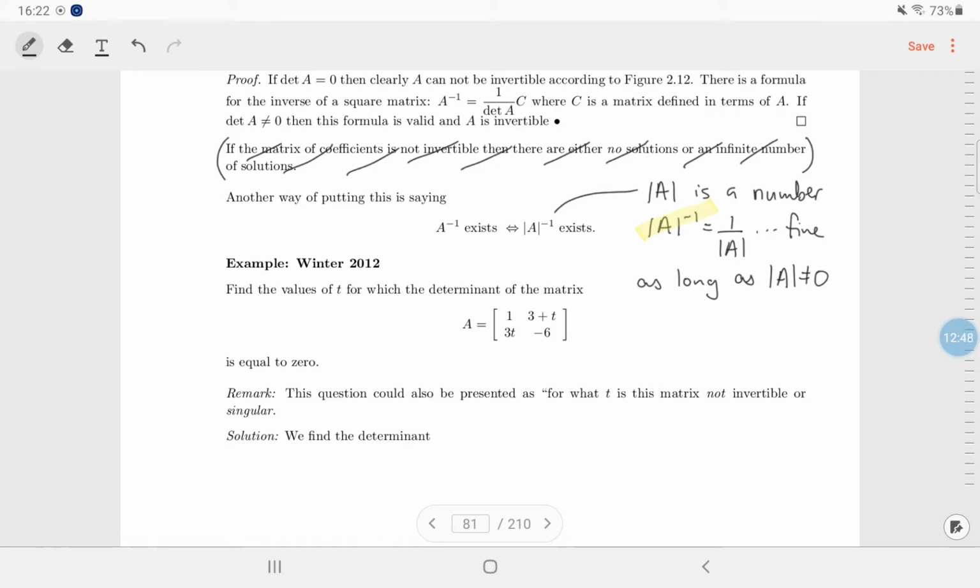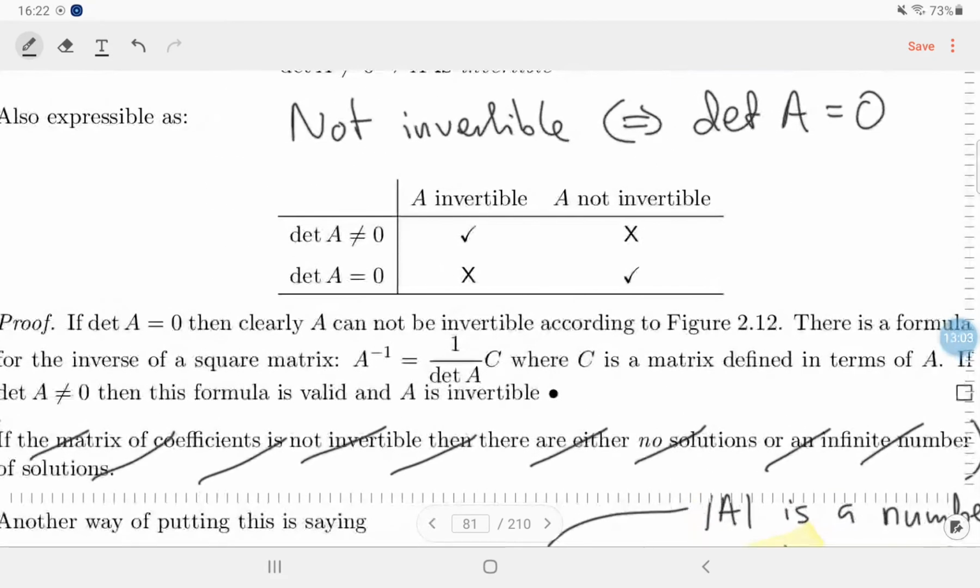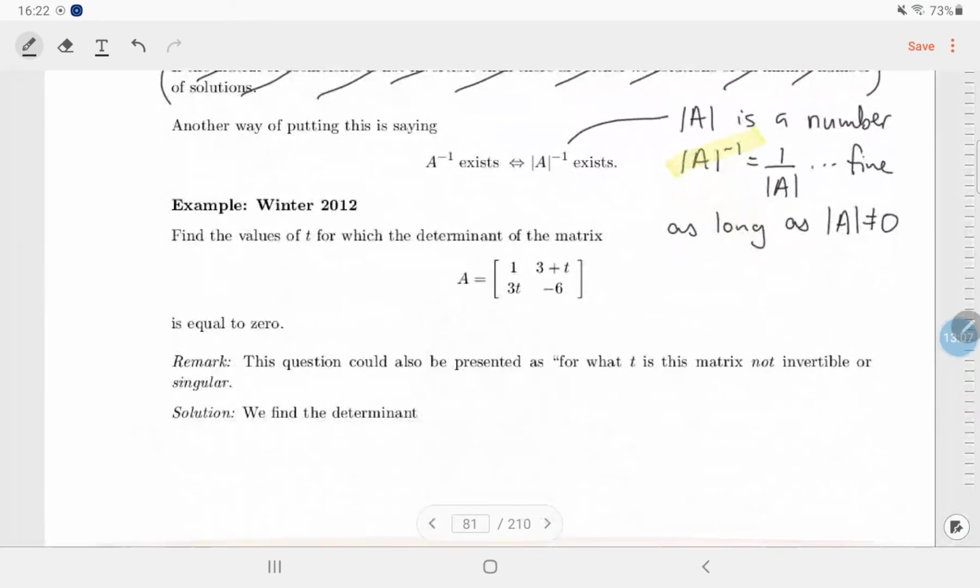Find the value of t for which the determinant of this is equal to 0. This could be rephrased: for what value of t is this matrix not invertible? Because not invertible is the same as the determinant being 0.